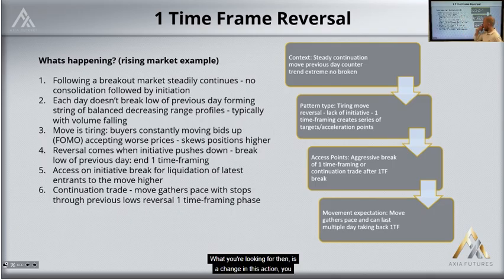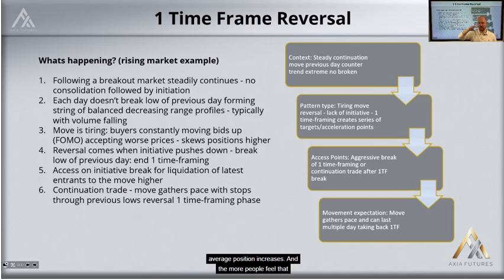What you're looking for then is a change in this action. You need to see initiative in the counter direction. This then puts everybody on alert for their positions, because as a market grinds higher, so it doesn't put in these phases of initiative, positions steadily skew upwards. So people's average position increases.